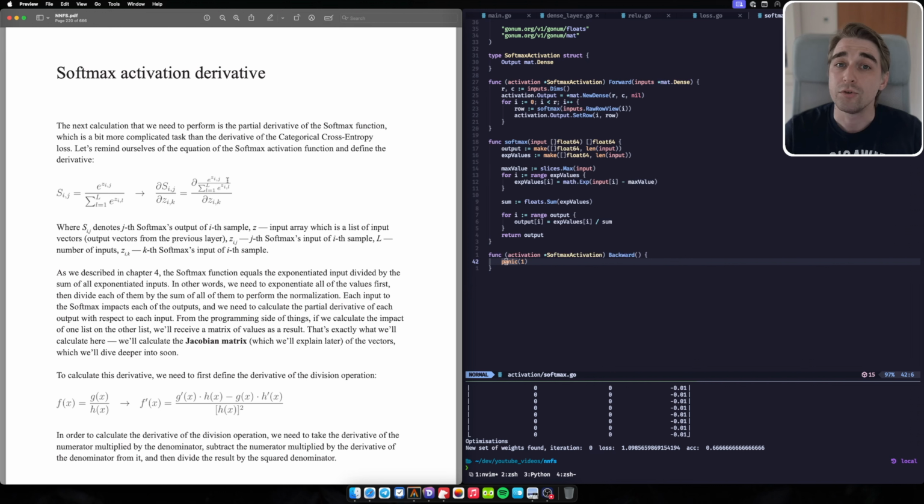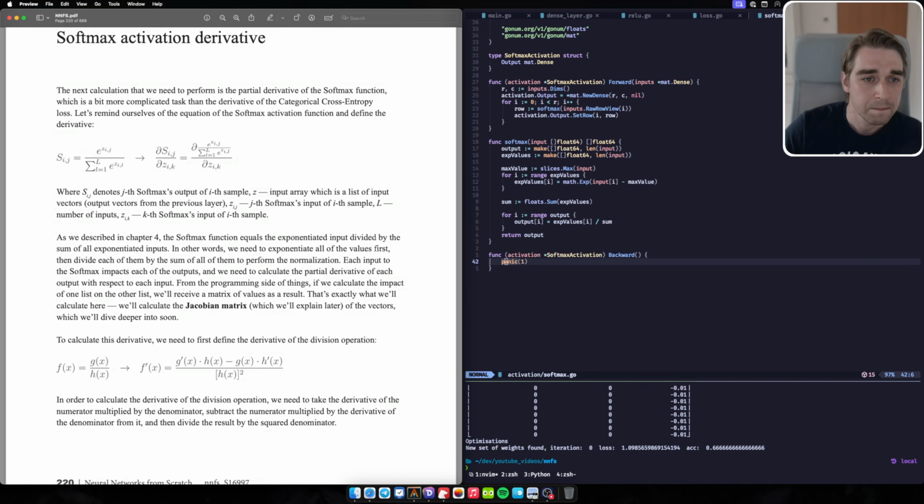Softmax activation derivative. The next calculation that we need to perform is the partial derivative of the softmax function, which is a bit more complicated a task than the derivative of the categorical cross-entropy loss.